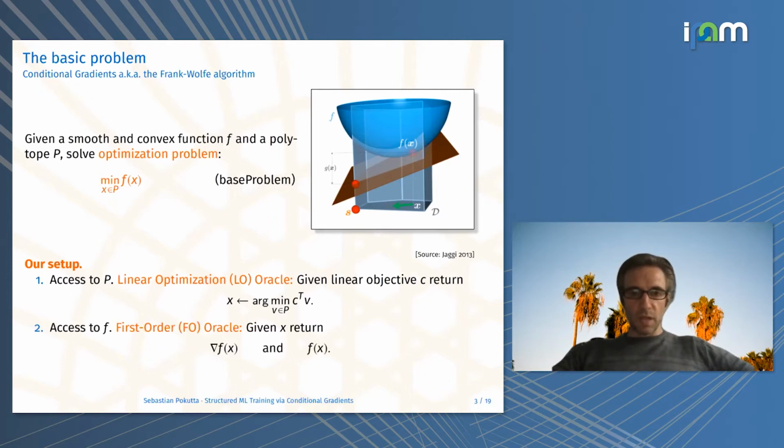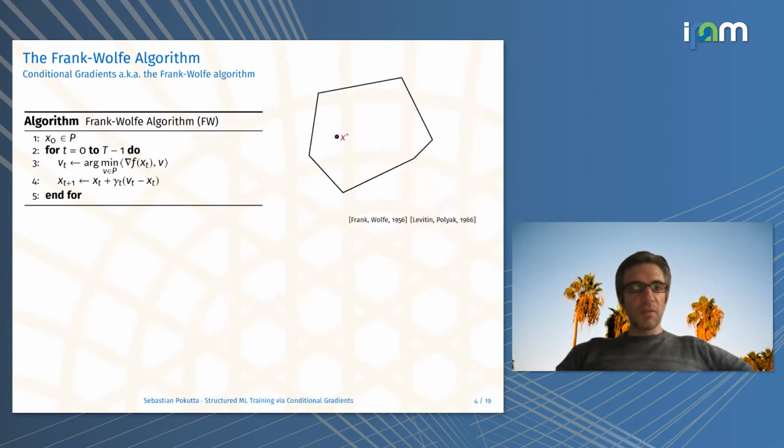And for the function f, we will assume first order access. That means that given a point x, we can obtain gradient information as well as function evaluations of our function. In particular, that means if we talk about any form of complexity here, this is all relative to these two oracles, of course. Good. So now let's talk about specifically the Frank-Wolfe algorithm or conditional gradients as a way of doing that.